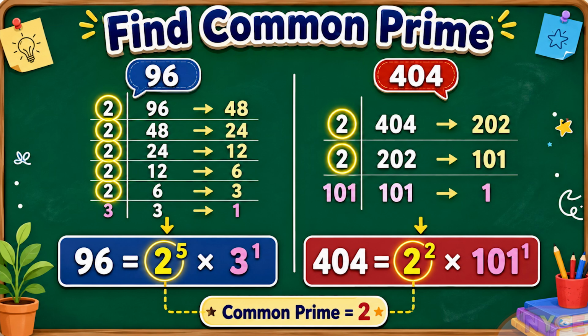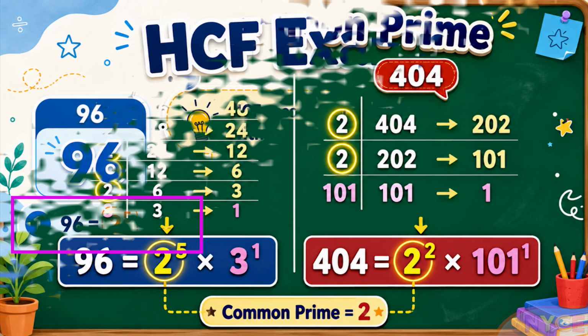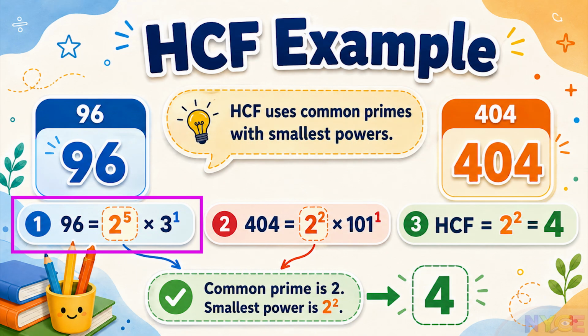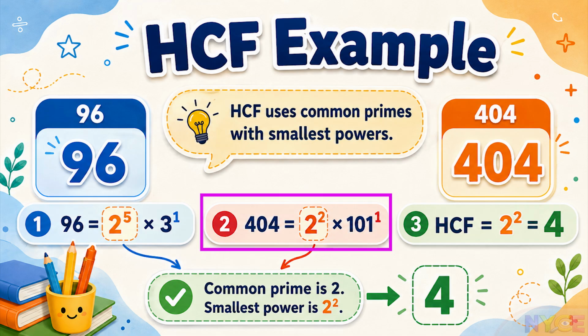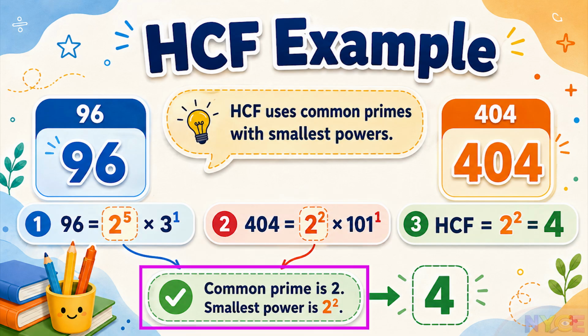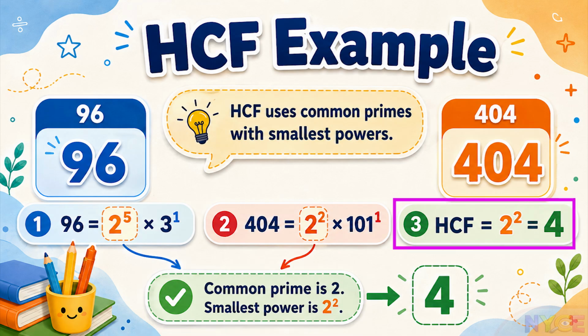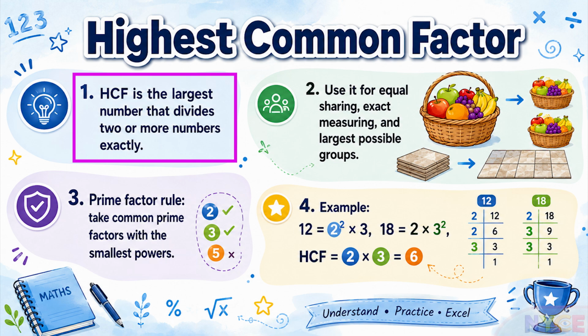Now factorize 404. 404 equals 2 times 202, and 202 equals 2 times 101. So 404 equals 2 squared times 101. Now compare them. 96 has 2 to the power 5 and 3. 404 has 2 to the power 2 and 101. The only common prime factor is 2. The smallest power of 2 is 2 squared, so HCF is 2 squared, which is 4. HCF is about the greatest number that can divide, share, or measure both numbers exactly.